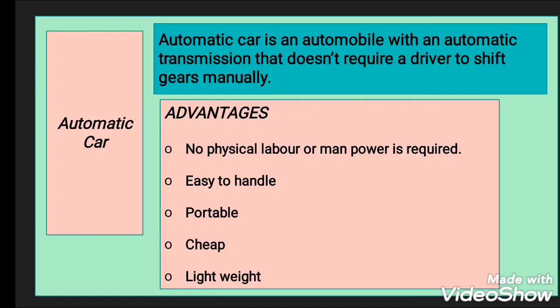An automatic car is an automobile with an automatic transmission that doesn't require a driver to shift gear manually. Usually, whenever we are going to use a car, we need a driver. But in the case of an automatic car, there are some facilities where you don't need a driver. If you have some knowledge about driving, you can drive the car yourself.